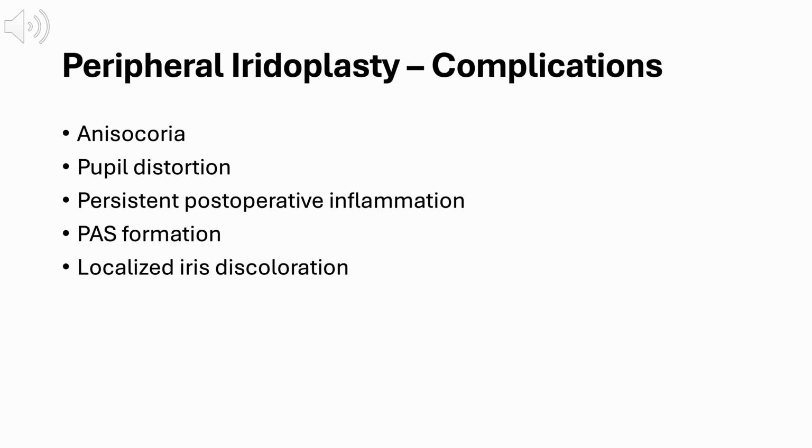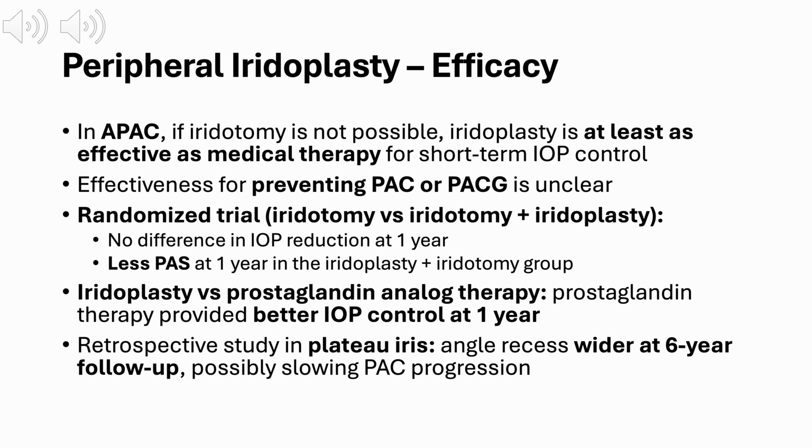When it comes to efficacy, iridoplasty occupies a very specific niche. In acute primary angle closure, when an iridotomy can't be performed, it provides short-term pressure control that's comparable to medical therapy. But whether it meaningfully prevents primary angle closure or chronic angle closure glaucoma remains uncertain. A randomized trial comparing iridotomy alone with iridotomy plus iridoplasty showed no difference in pressure at 1 year, though the combination group did develop fewer peripheral anterior synechiae.